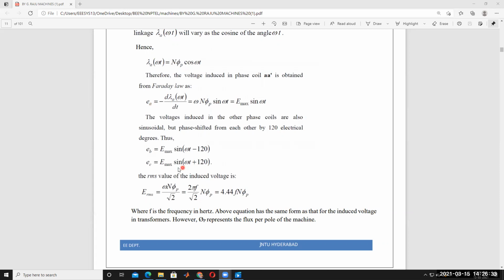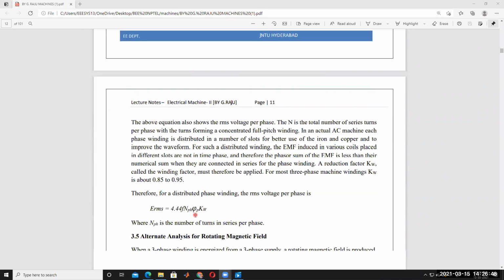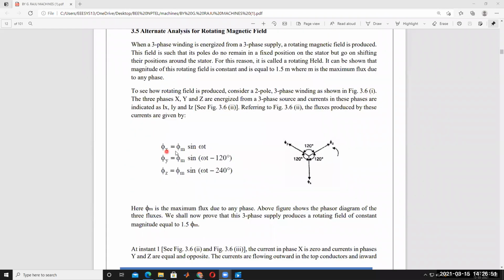So the EMF developed in the stator winding is proportional to the flux per pole. That's why the flux distribution in the stator winding is also sinusoidal. The fluxes are displaced like this. All of you write this: phi_x is equal to phi_m sin omega t, phi_y is equal to phi_m sin omega t minus 120 degrees, and phi_z is equal to phi_m sin omega t minus 240 degrees.